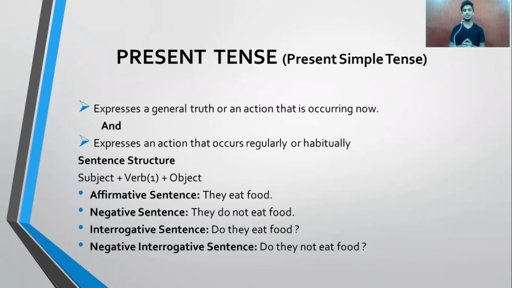In a negative sentence, we put the helping verb after the subject and "not" after the helping verb, and then the verb's first form and then the object. They do not eat food. In an interrogative sentence, first we put the helping verb, then the subject, and then the verb and object. Do they eat food? In a negative interrogative sentence, we put first the helping verb, then the subject, and then "not" because it is also a negative sentence, and then the verb's first form and then the object. Do they not eat food?